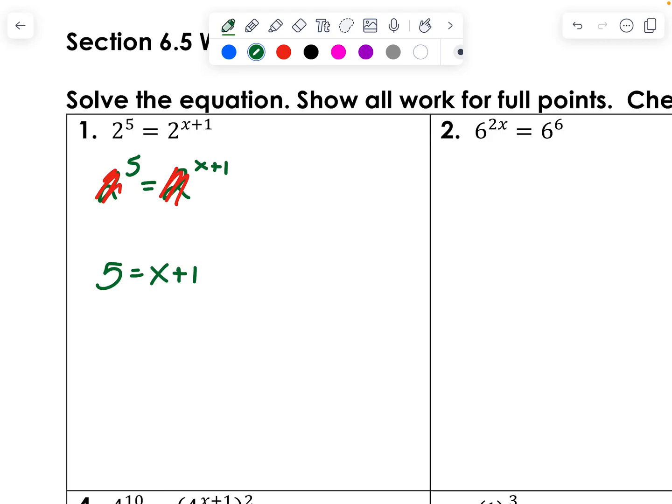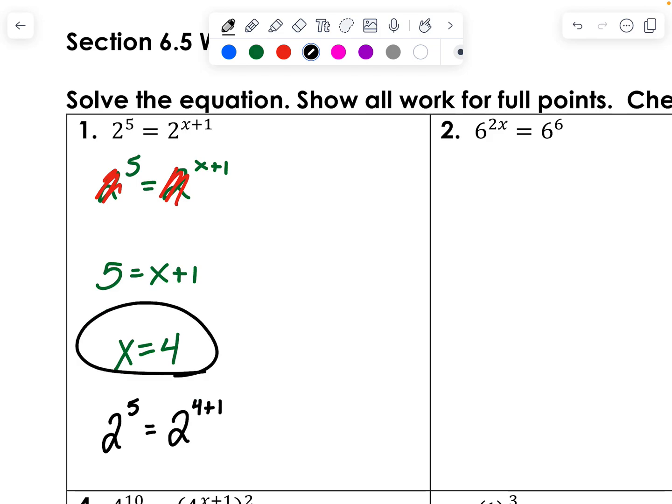Well, in this case, we have 5 equals x plus 1. And as long as those are the same, then I have equivalent parts on the left and right side. I have a true statement. So here I have x plus 1 equals 5. If I subtract 1, x would equal 4.